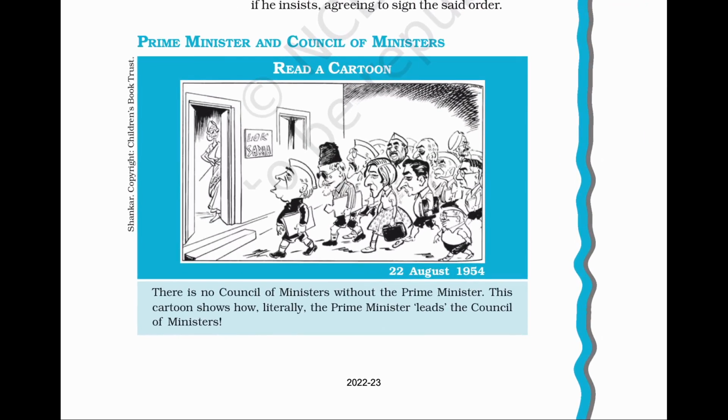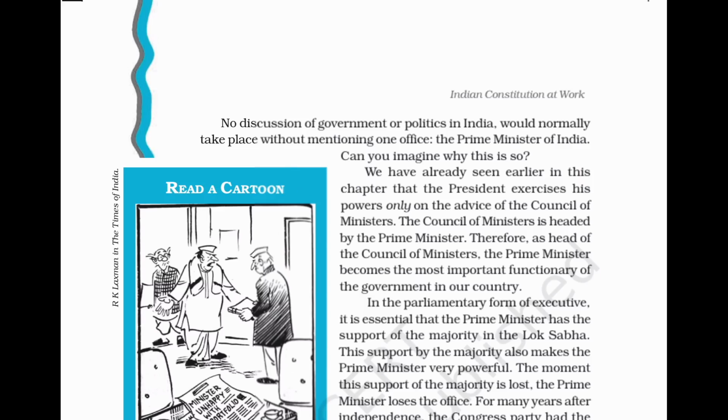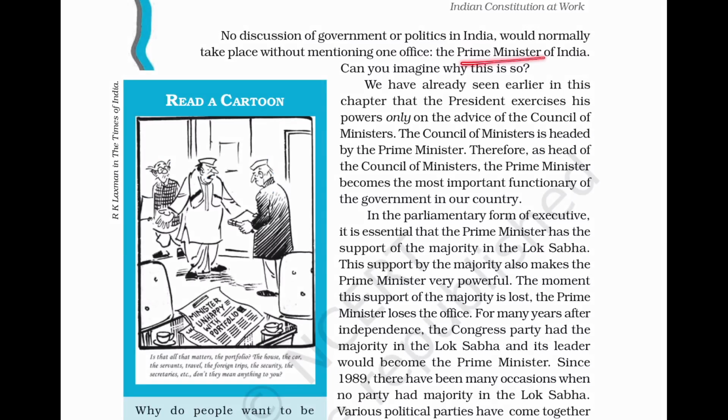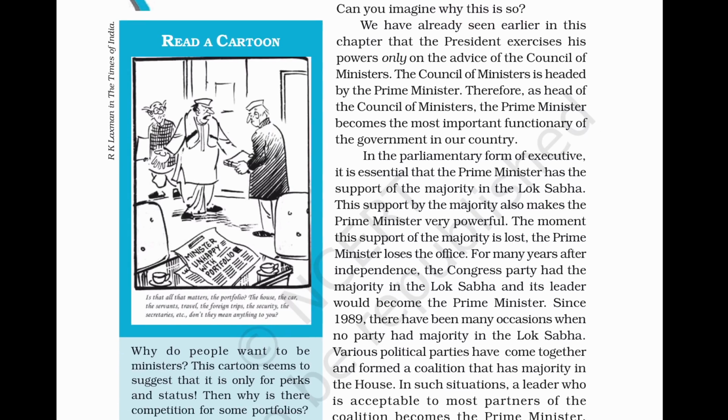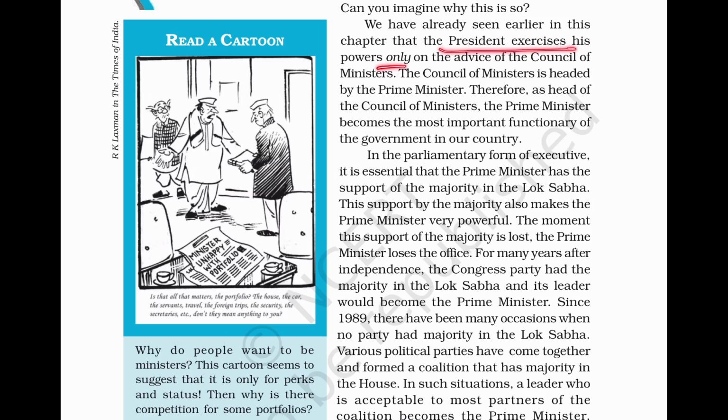The next set of the executive is about the Prime Minister and the Council of Ministers. You understand that the Prime Minister, being the head of the government, holds of course the most significant office, because the President has to exercise power only on the advice of the Council of Ministers. The Council of Ministers is headed by the Prime Minister. Therefore, as head of the Council of Ministers, the Prime Minister becomes the most important functionary of the government.